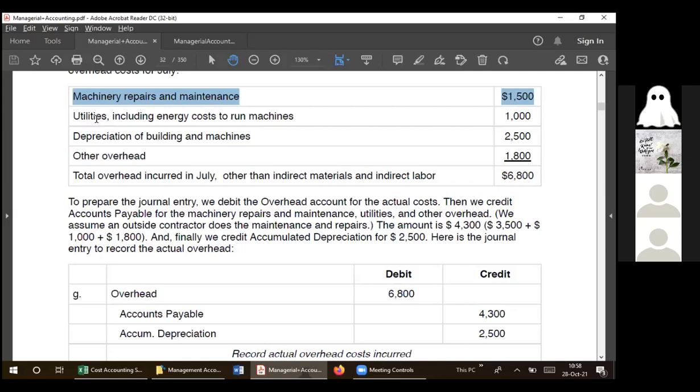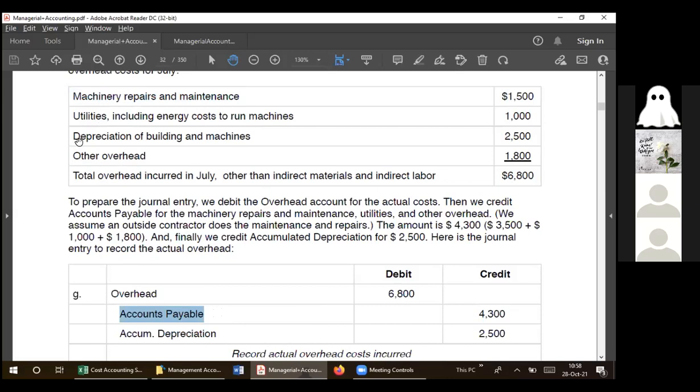For utility costs, that is energy cost to run the machines. Also, you have to pay money. So that will be also cash credit. So instead of these accounts payable, we could have very well used cash because some companies may pay the amount in cash.